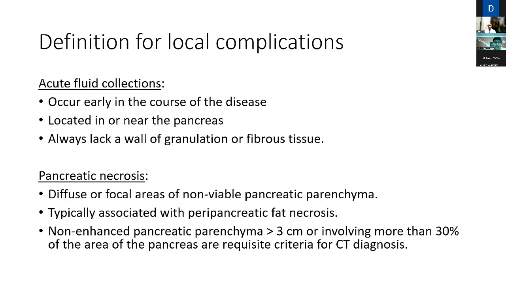Acute fluid collection occurs early in the course of disease, and it is usually located in or near the pancreas, and there is no wall of granulation or fibrous tissue. In pancreatic necrosis, there is non-viable pancreatic parenchyma. Either diffuse or focal areas of necrosis will be visualized, and it is usually associated with peripancreatic fat necrosis. Non-enhanced pancreatic parenchyma, like sir has already told, more than 3 centimeter or involving more than 30% of the pancreas area, is the requisite criteria for diagnosis on CT.